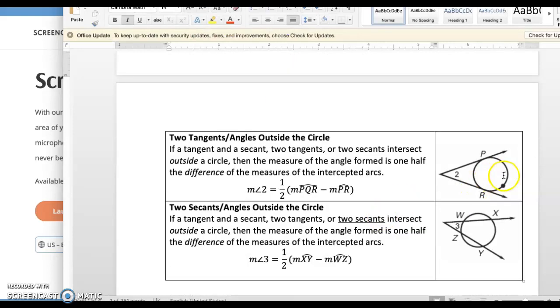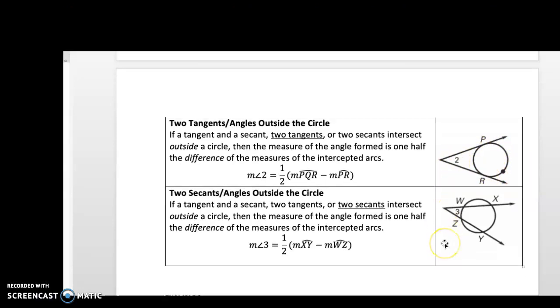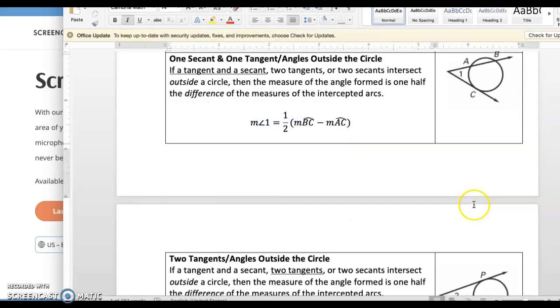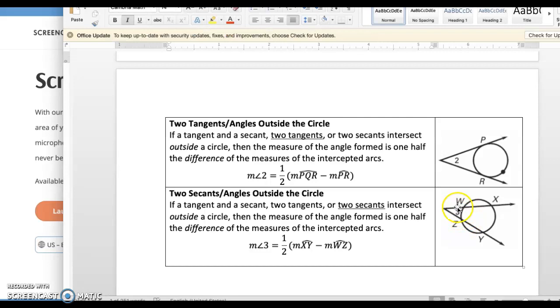So we'd be taking 1/2 of arc PQR minus arc PR, and that will give us the measure of angle 2. And the last type of example, so see how these examples are all looking a little different, is to find the measure of angle 3, is we are saying 1/2 times the arc XY minus arc WZ.